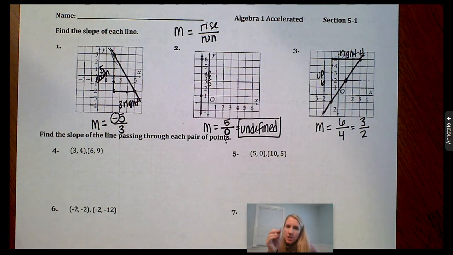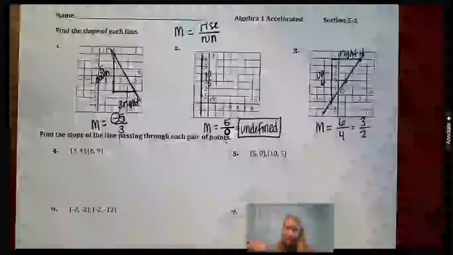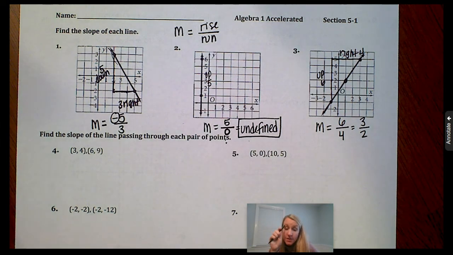It doesn't matter because you could say you went down and it was -5/0, but anytime you divide by zero, it's always going to be undefined. So it doesn't really matter in that case because once you see a vertical line, it's automatically undefined. It doesn't really matter which direction you go to do it. So we'll talk more about that in a few minutes.